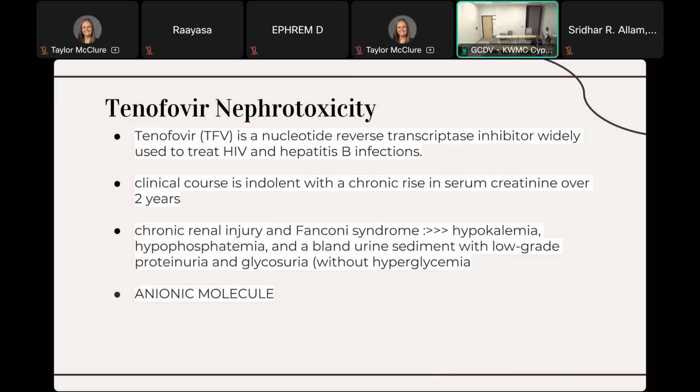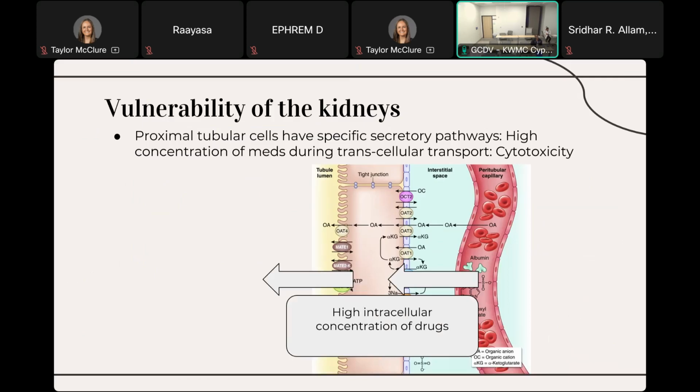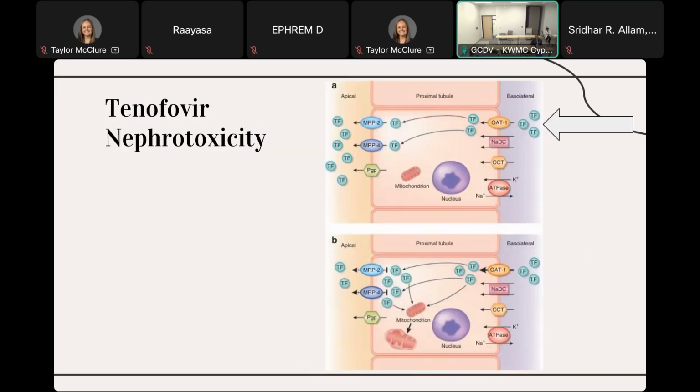Now, tenofovir is an anion molecule. So remember, aminoglycosides were cationic. Tenofovir is an anion. So what happens? Going back to our previous slide, we saw how some of the anions are transported from the blood to the cell, from the cell to the tubular lumen, which means we are dependent on the cellular concentration sometimes. So what happens in tenofovir is, first of all, tenofovir is filtered at the glomerulus, fine. But then tenofovir is also dependent somewhat on secretion from the proximal tubule.